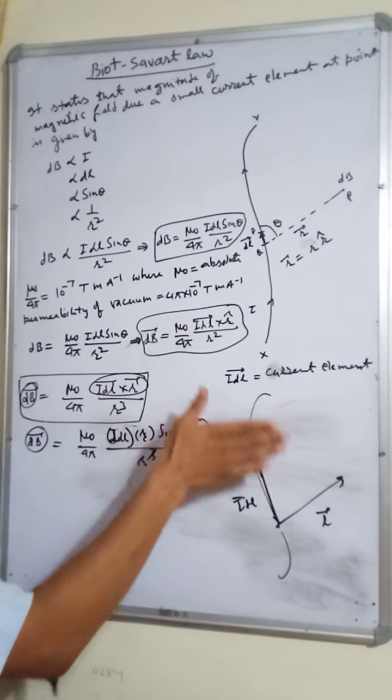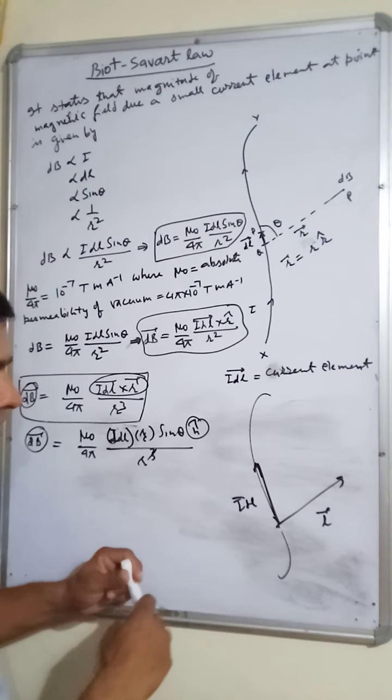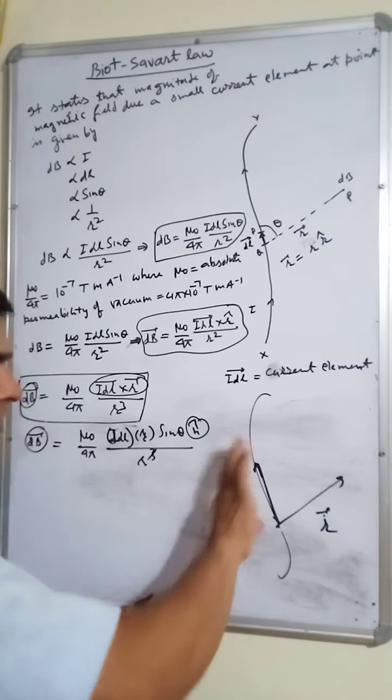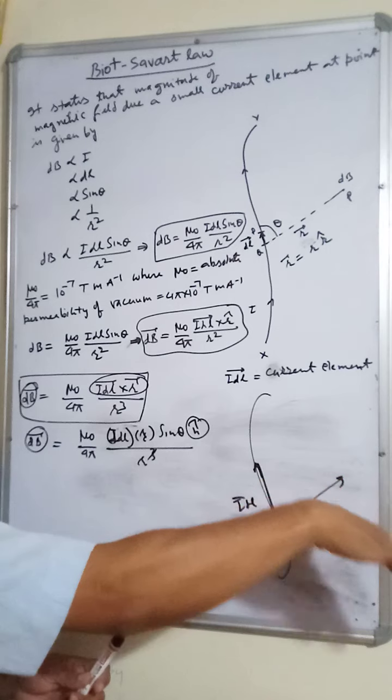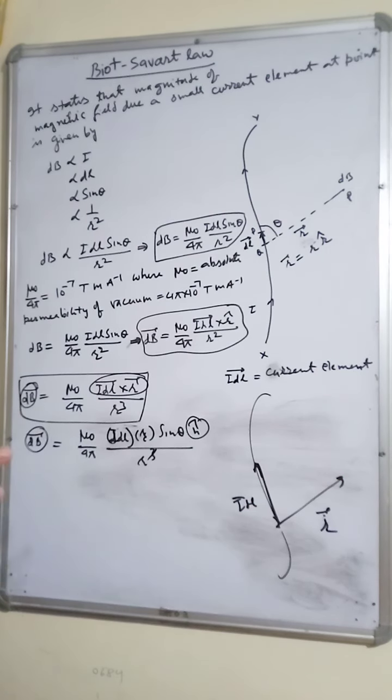This conductor is lying on the plane of the board, so current is flowing in this direction. This is R, this is R, so the direction will be inward to the plane of paper, perpendicular inward. So Idl cross R. We have another method to find the direction, let us discuss these.